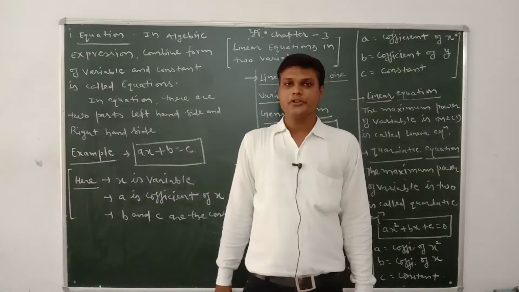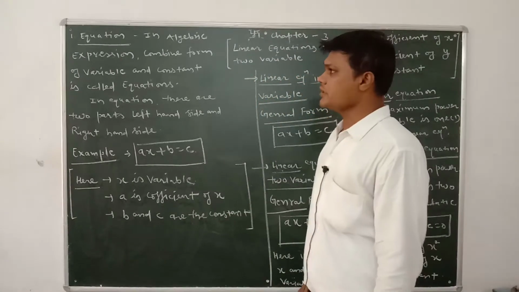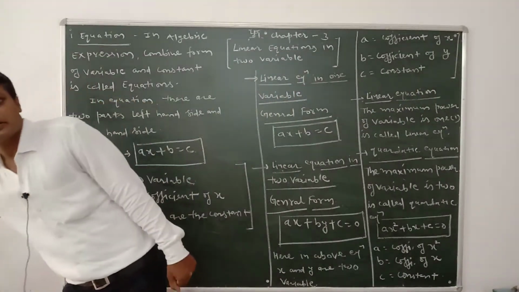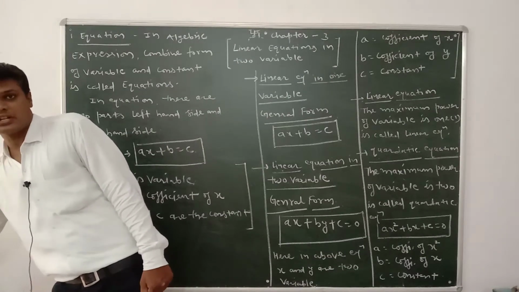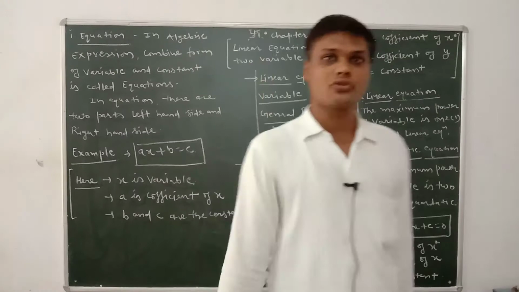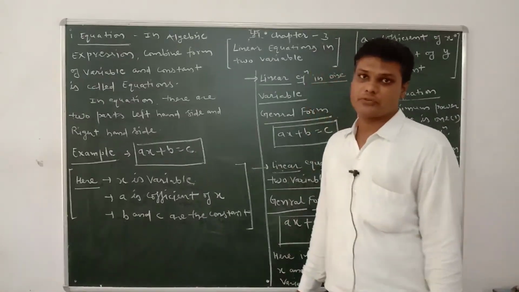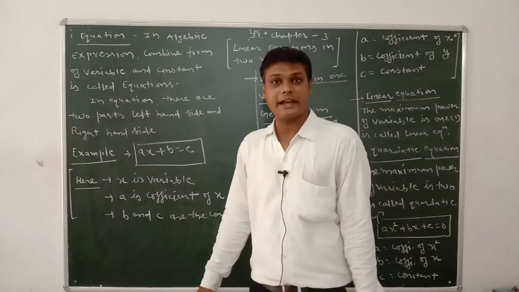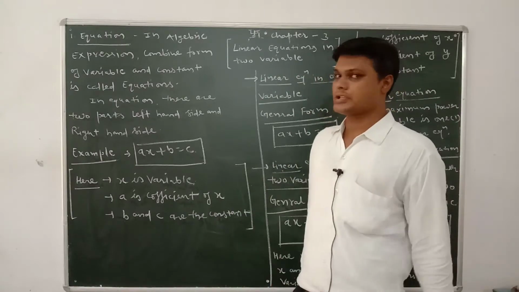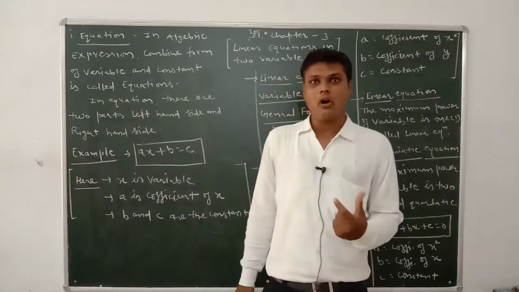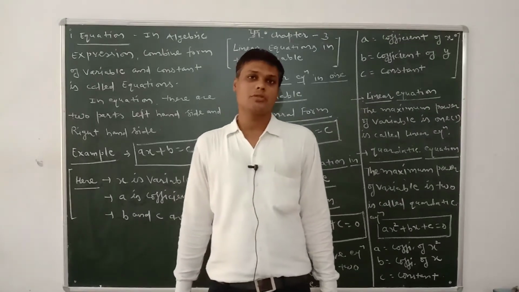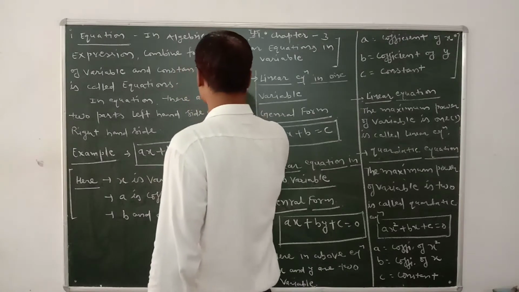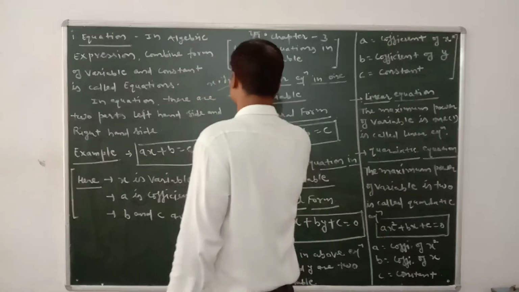Firstly, we introduce the chapter, that is, the equation. Equation: in an algebraic expression, the combined form of variables and constants is called an equation. अगर वेरिएबल और कांस्टेंट का अगर कोई भी कंबाइन फॉर्म अगर आप देखते हैं तो उसको हम क्या बोलते हैं? कांस्टेंट इक्वेशन. ठीक है. इन जनरल वे इक्वेशन आर टू पार्ट्स, लेफ्ट हैंड साइड एंड राइट हैंड साइड. मतलब ऐसा एल्जेब्रिक एक्सप्रेशंस इसमें कांस्टेंट भी होता हो और वेरिएबल भी होता हो. ठीक है. तो उसको हम क्या बोलते हैं? इक्वेशन. That is, x, y, z are variables, and a, b, c are called constants.